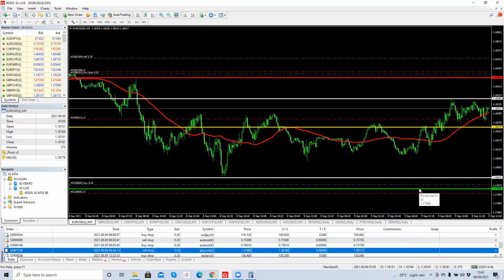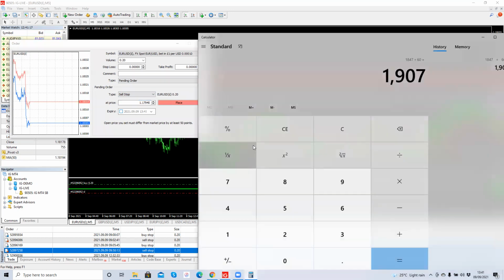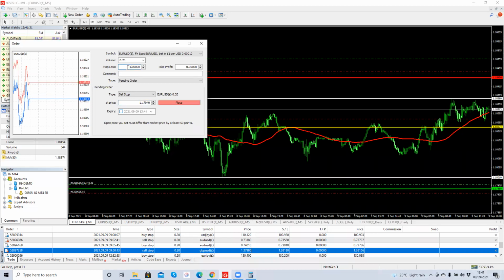So S1 is 1.1796. So 2 pips below that would be 1.1794. And a 20 pips stop loss would be 1794 plus 20, that's 1814, so 1.1814. And the 60 pips profit limit would be 94 minus 60, that'll be 34.